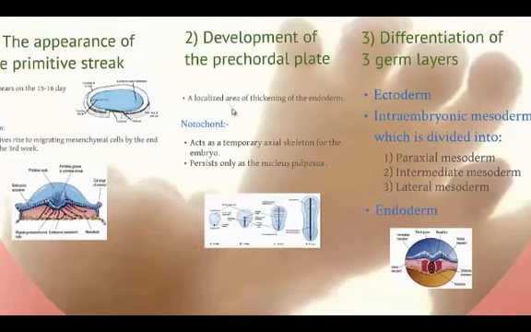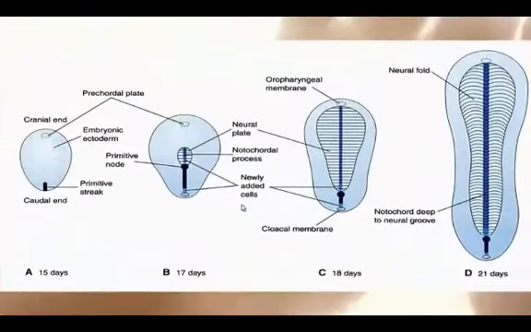Now the notochord. The notochord acts as a temporary axial skeleton for the embryo. It will later on be replaced by the vertebral column. It extends from the primitive node, which is the anterior end of the primitive streak, all the way to the oropharyngeal membrane. The vertebral column later on forms around it.